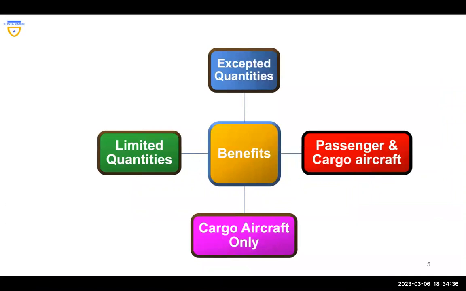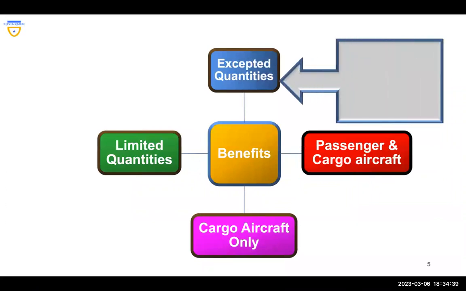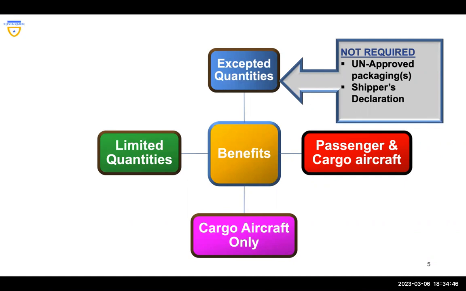All right, so let's look at the benefits. For accepted quantities, not required is a UN approved packaging, a shipper's declaration, and hazard labels. We know other requirements for shipping under the provisions of accepted quantities, such as the airway bill requirements and some specific requirements like marking. So we need to meet all those other requirements, but what is not required is what I'm drawing your attention to right here.